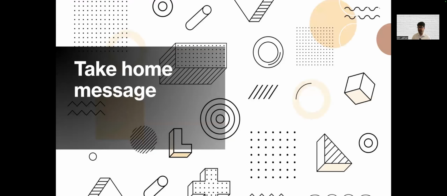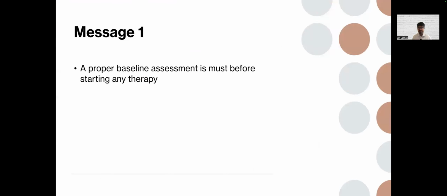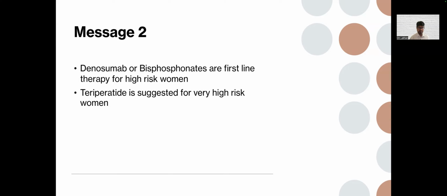So that's the lecture today, right? Just to summarize, 3 take-home messages. Very importantly, it's always important to do a proper baseline assessment in all patients before starting therapy. At least calcium, vitamin D, and alkaline phosphatase, these tests you must do in all your patients. Also look at the patient clinically, look for any secondary cause of osteoporosis and rule it out, and consider referring to a specialist like an endocrinologist or a rheumatologist depending on the condition you are dealing with.